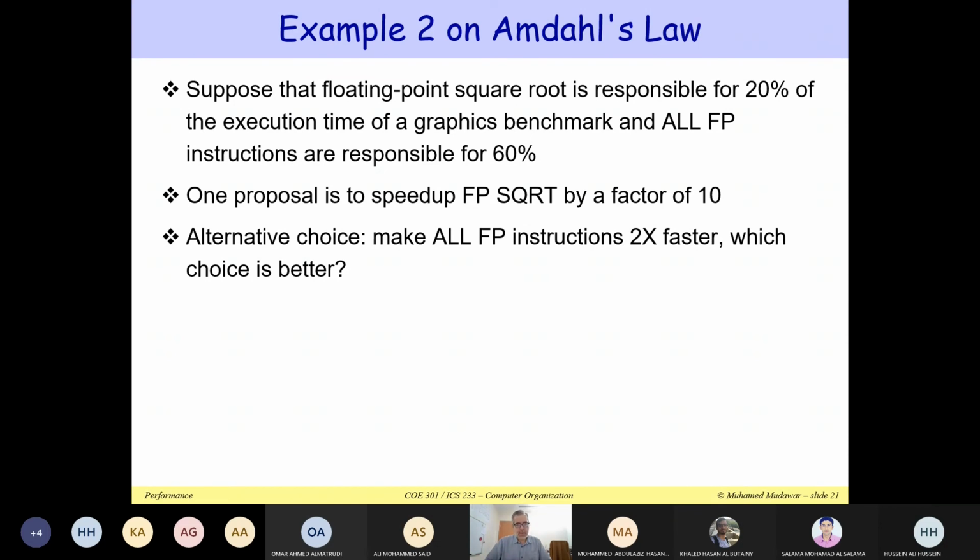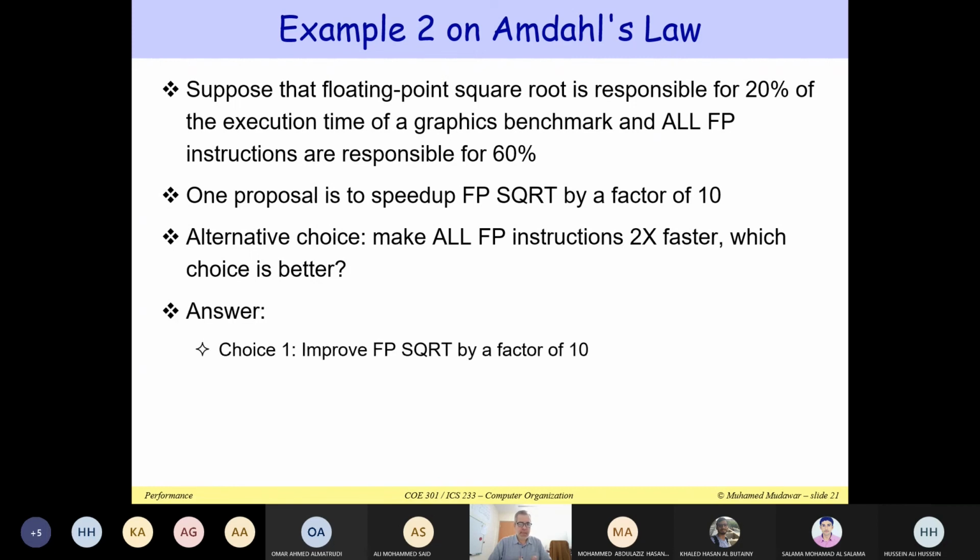Okay, yes. So assume that the initial execution time was 1, the old execution time, before we make any improvement. So we just use Amdahl's law. We say that the speed up is equal to the old execution time divided by the new execution time. So if we say that the old execution time is 1, or we can just say t, here t is normalized to 1. We don't really care what is the execution time.